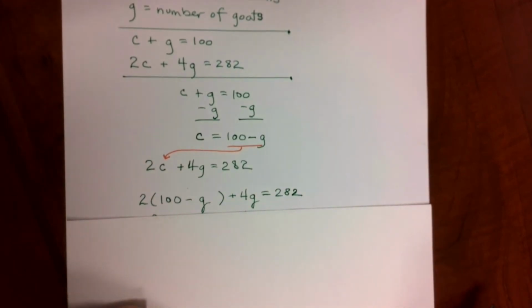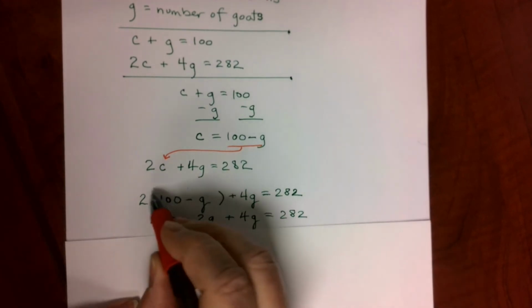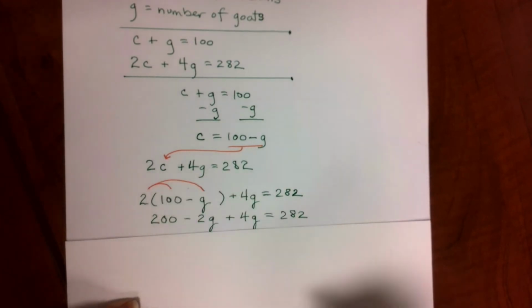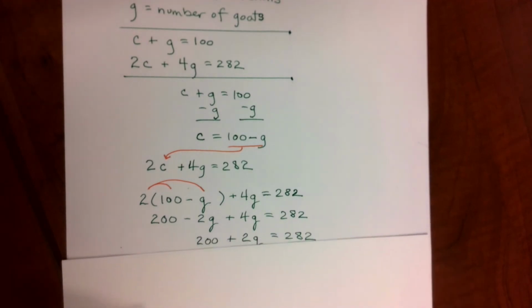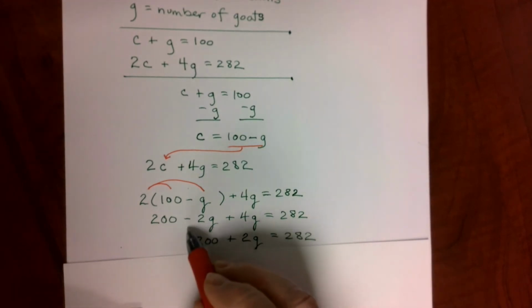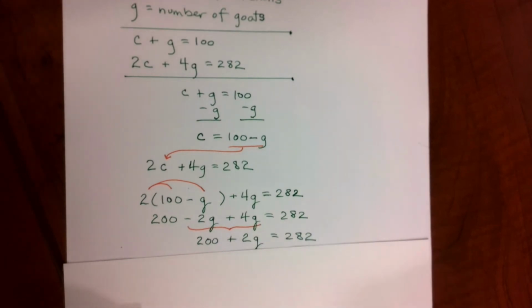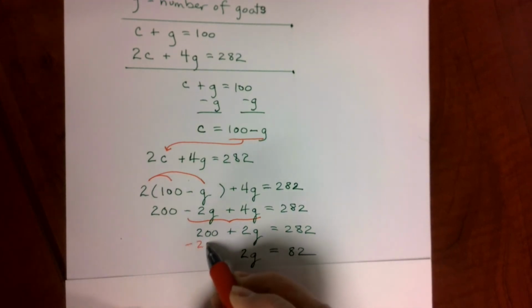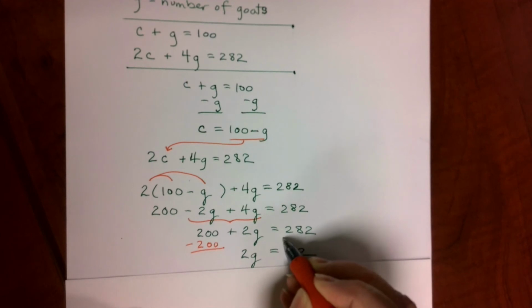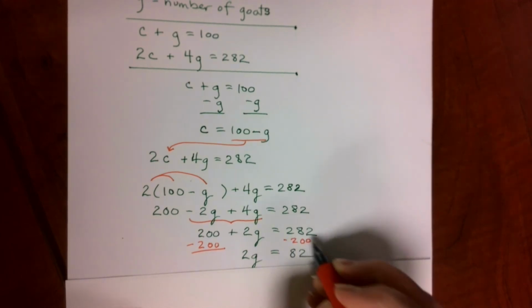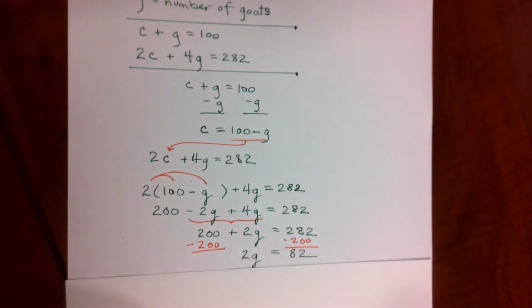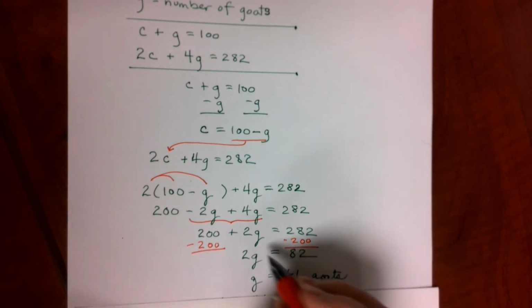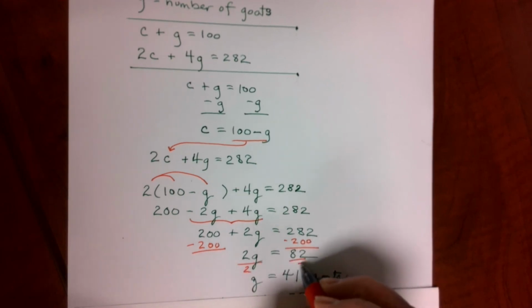To solve this with algebra, we distribute the 2 to everything in the parentheses. Then we combine like terms. That would be minus 2G plus 4G is 2G. Then we get the 200 to the other side by subtracting it from both sides. The last step is to get rid of that 2 that's next to the G. Since it's multiplied, I'm going to divide both sides by 2.